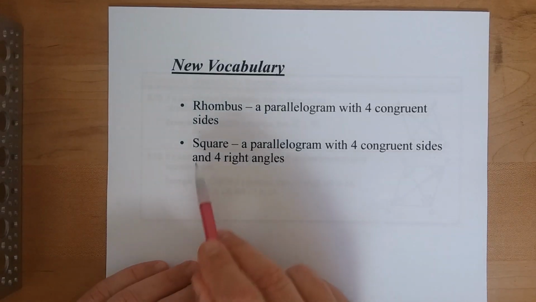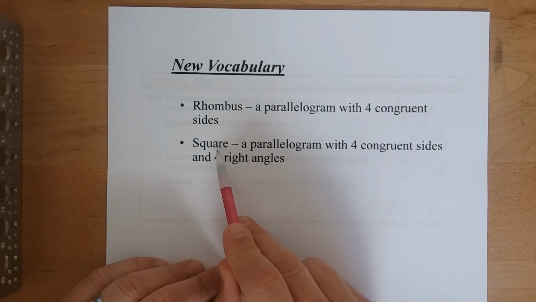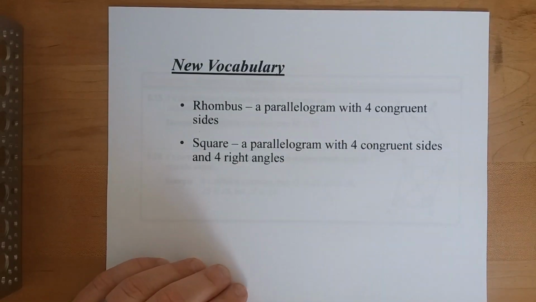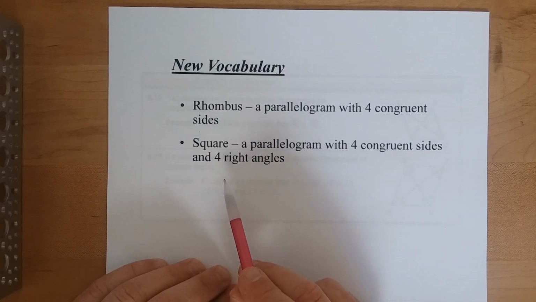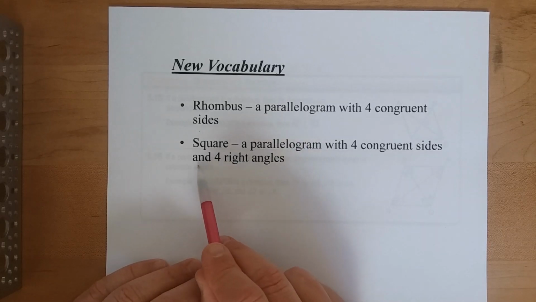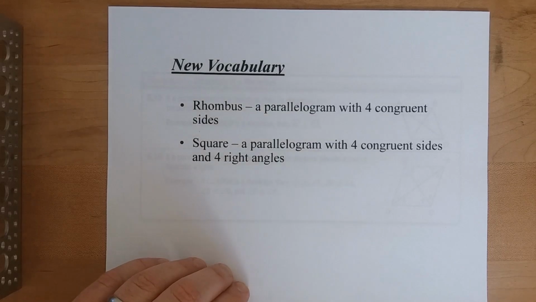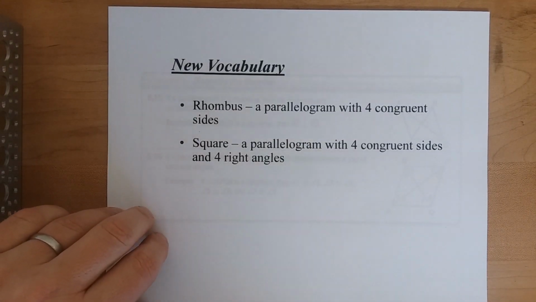Now you're probably saying, hold on, is a square a rhombus? Yes, a square is a rhombus because it's a parallelogram with 4 congruent sides. But is a square also a rectangle? As we're going to learn later on, a square is also a rectangle because it's a parallelogram with 4 right angles. So a square is a very unique and interesting shape in that it falls into both of these categories. It's a rhombus and a rectangle.